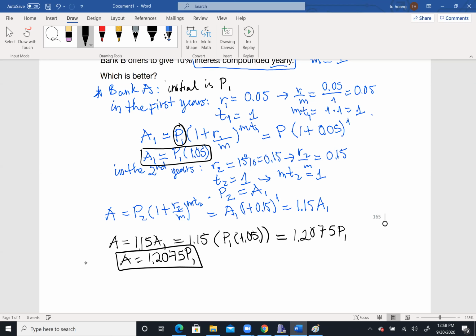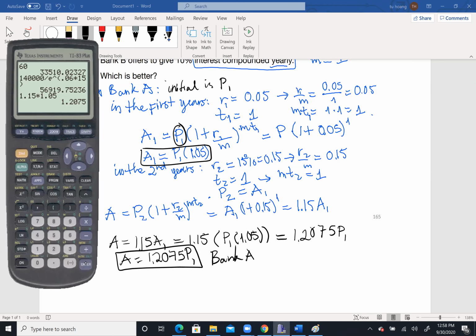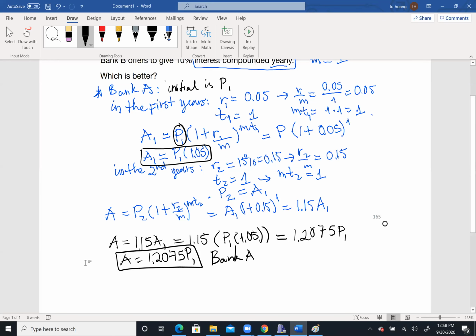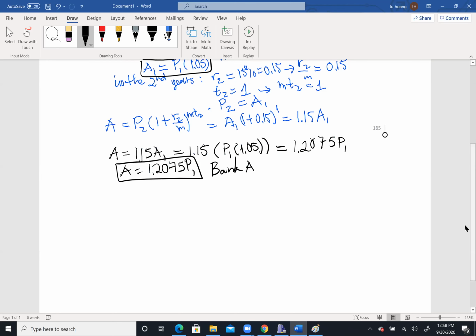So if you invest some money, and then after 2 years in bank A, you wanna multiply the initial amount with 1.2075 to get this, right? Okay, so what about bank B? Okay, so let's move down here and talk about bank B.